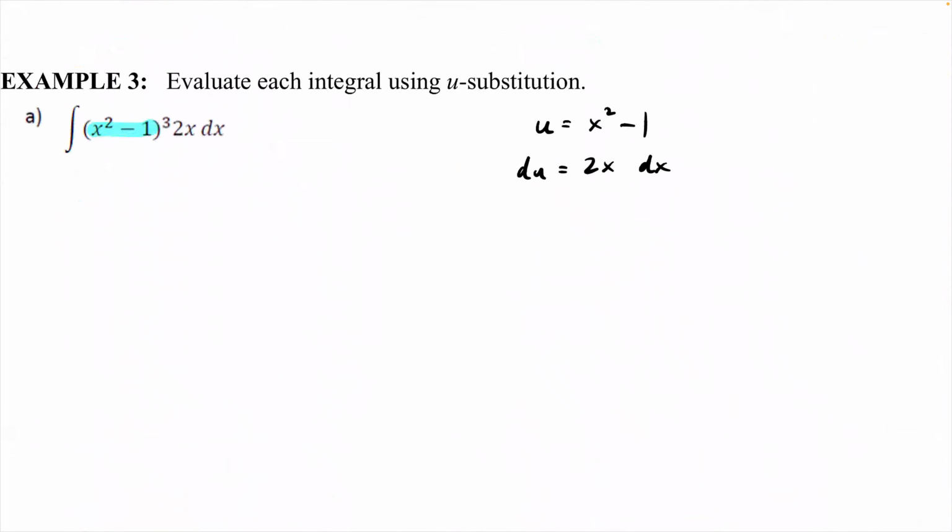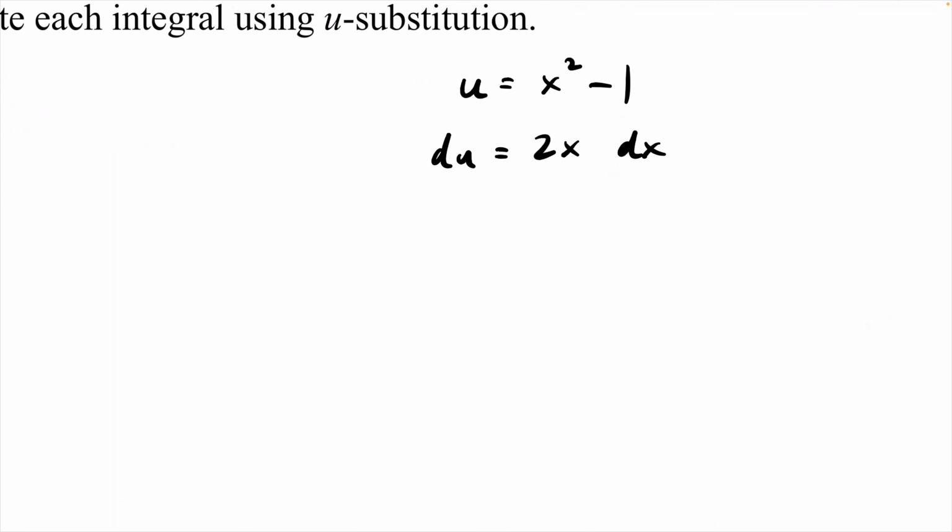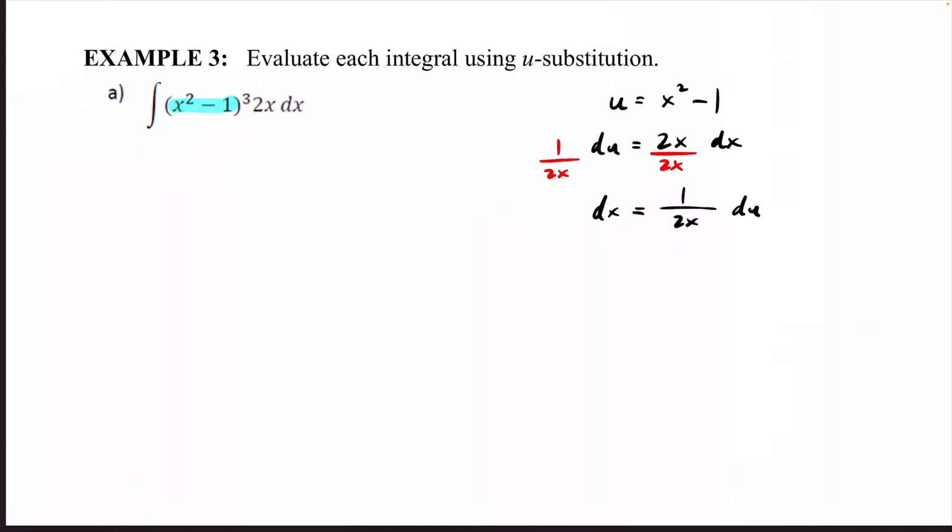Okay? All right. Next step, solve for dx. How do I get dx by itself? Divide by 2x, right? Divide both sides by 2x. 1 over 2x. So now we have dx equals 1 over 2x times du, whatever it is. It's multiplication, but you don't have to put the times. All right?